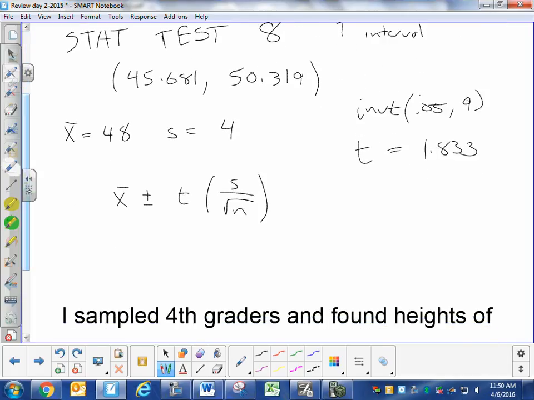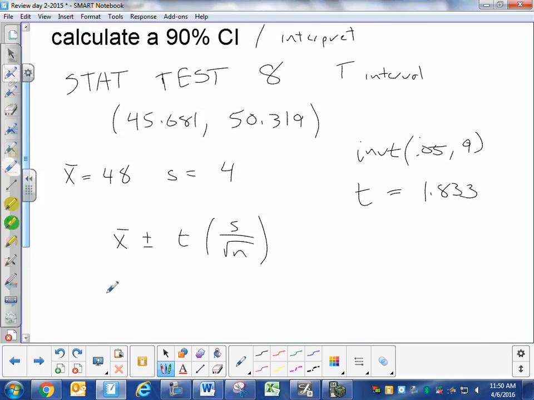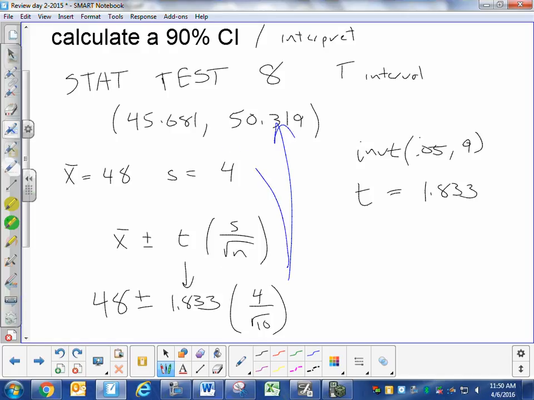Everybody in your calculator, calculate the following: 48 plus or minus, this is the one thing that we didn't do last time, was find the 1.833 times 4 over root 10. We should get this and this. Got 50.21. Good. 318, not 319. That's because we rounded the t-value. We shouldn't have rounded the t-value.